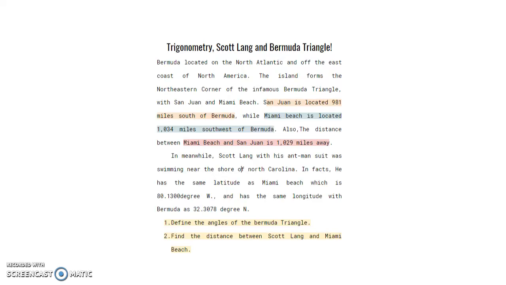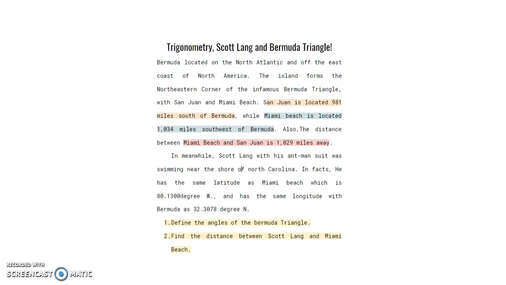Trigonometry, Scotland, and the Bermuda Triangle. Bermuda is located in the North Atlantic, off the east coast of North America. The islands form the northeastern corner of the infamous Bermuda Triangle, with San Juan and Miami Beach.